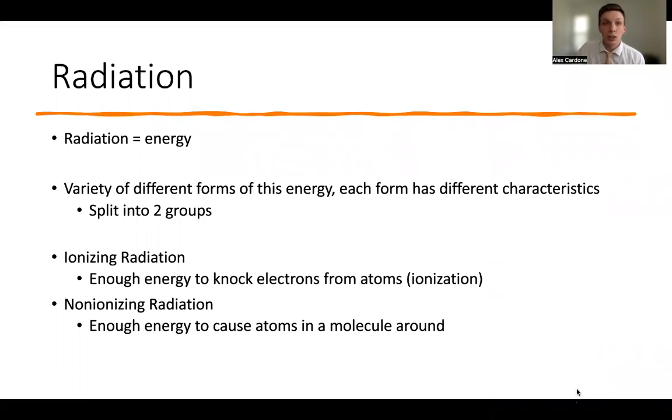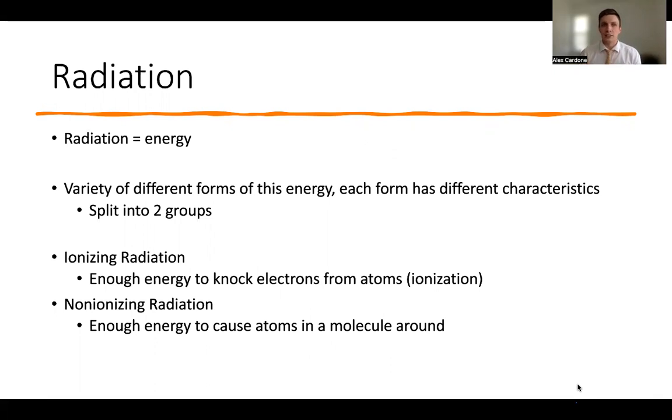There we go. So the first one we want to talk about is radiation as a whole. You need to understand that radiation equals energy. That's all it really is, whether it's concentrated energy inside of an atom or energy that's expelled upon a certain substance.